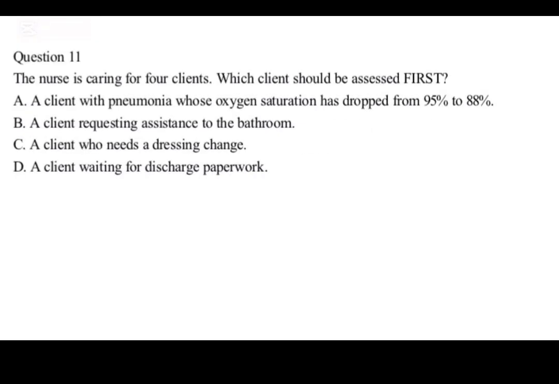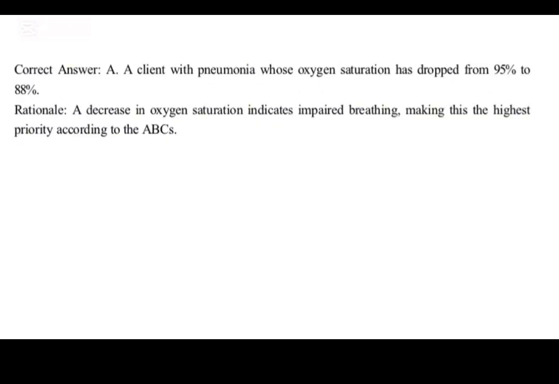Question 11. The nurse is caring for 4 clients. Which client should be assessed first? A. A client with pneumonia whose oxygen saturation has dropped from 95% to 88%. B. A client requesting assistance to the bathroom. C. A client who needs a dressing change. D. A client waiting for discharge paperwork. Correct answer, A. A client with pneumonia whose oxygen saturation has dropped from 95% to 88%. Rationale: a decrease in oxygen saturation indicates impaired breathing, making this the highest priority according to the ABCs.